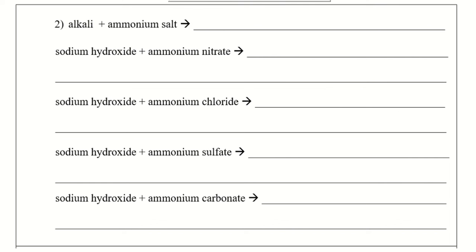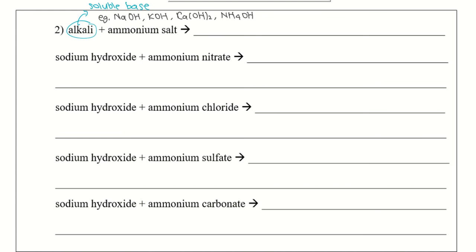In the last 2 minutes or so, we will go through the second kind of reactions that bases undergo, alkali plus ammonium salt. Alkali, basically, is a soluble base. The 4 main kinds of alkalis that we learn are sodium hydroxide, potassium hydroxide, calcium hydroxide, and ammonium hydroxide. And for this reaction, alkali plus ammonium salt gives me salt plus water plus ammonia.